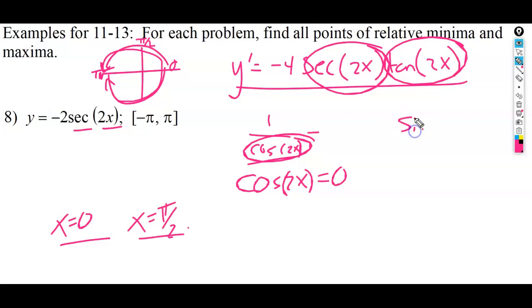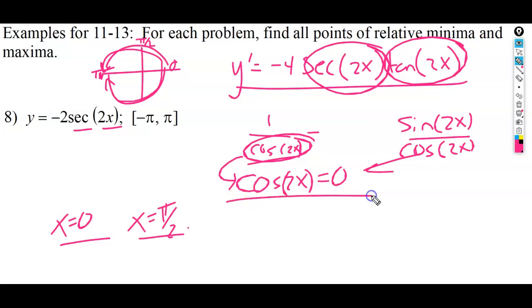And by the way, the same thing applies to tangent. For tangent, since it also has cosine 2x in the denominator, it has the same criteria for where it's undefined. Okay, so where does cosine equal 0? Because that's where it's going to be undefined. Cosine equals 0 at pi over 2 and at 3 pi over 2.